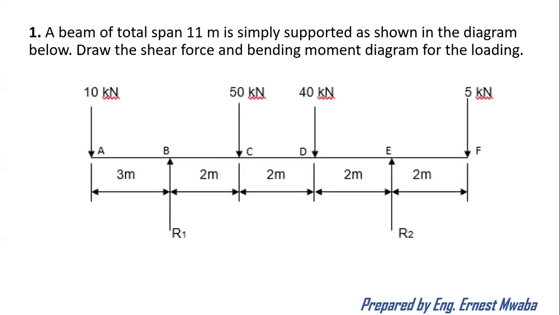Now, there is also what is known as the application package. How do you apply this information? Here we have a beam, total length 11 meters. In this 11 meters, as you can see, you can decide to add all of them. There's 3, 2, 2, 2, and 2. Basically, you're simply saying 8, then add 3 to the 8, you have the 11. So that is the total distance, which is 11 meters.